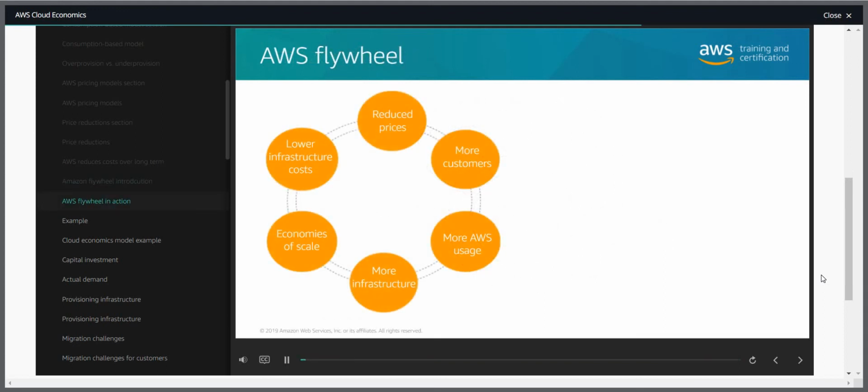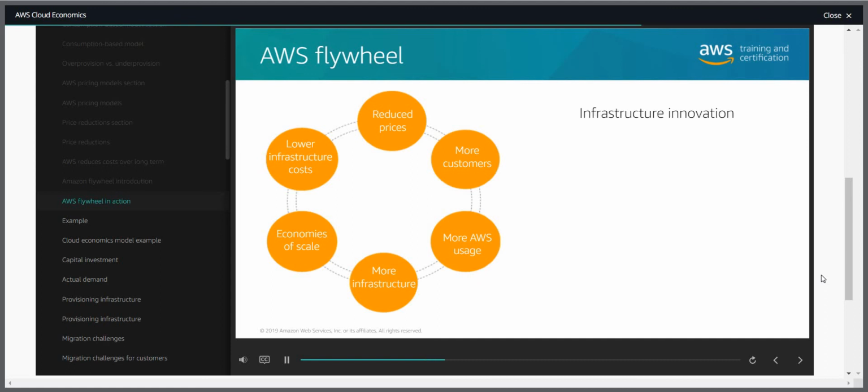This is the AWS version of the Amazon flywheel. We offer lower prices, which means more customers will use AWS platforms. AWS then increases its infrastructure size, which improves our economies of scale. AWS can then lower infrastructure costs and lower prices for customers again, and this cycle continues.